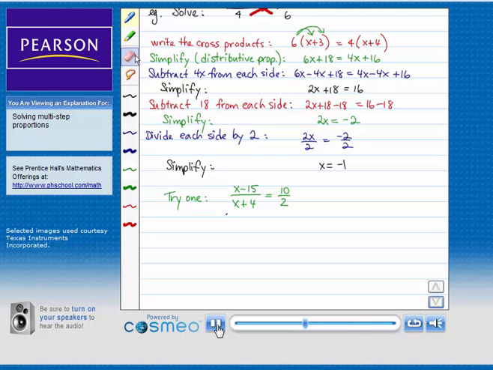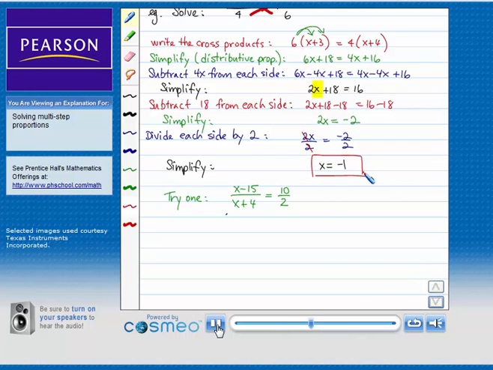And of course, I want to isolate the variable. I want to find out the value of x. So I need to subtract 18 from each side. And that leaves me with 2x equals negative 2. And then to find x, I will divide by the coefficient, so I'll divide each side of the equation by 2. Of course, 2 divides into 2 one time, leaving me with x equal to minus 1.